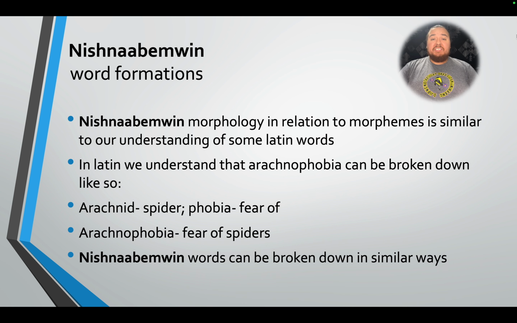So Nishnaabemwin words are formed with 2 to 3 morphemes, also known as root words. There are 3 types of morphemes. The first is called initials, the second, medials, and the last is called finals.